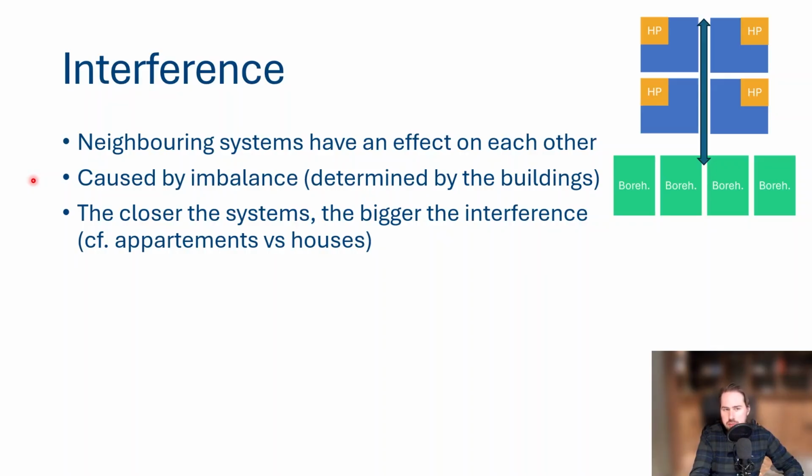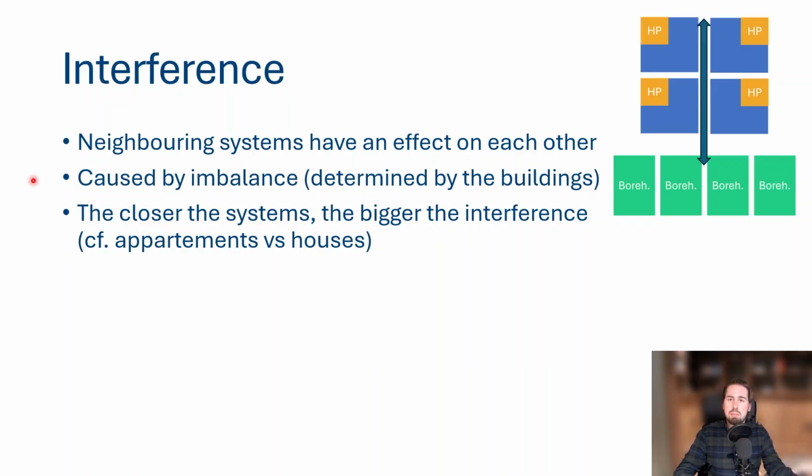And here we want to make a difference between apartments and houses. Now imagine you have an apartment building with 10 different apartments, a very small footprint, and each of them has their own individual borehole. Then all the boreholes are rather close together because it's cramped on this small footprint of the apartment building.